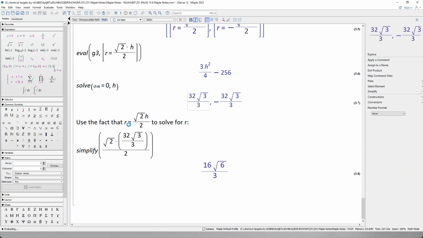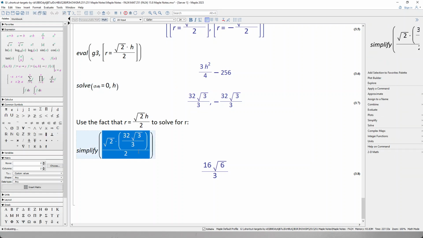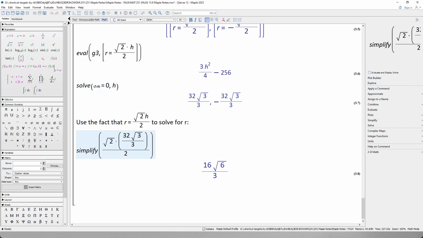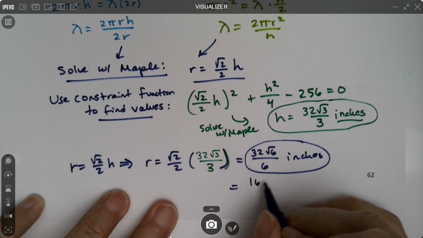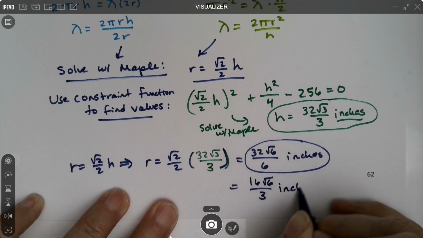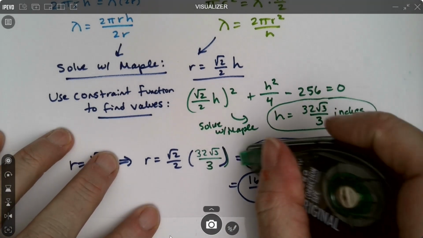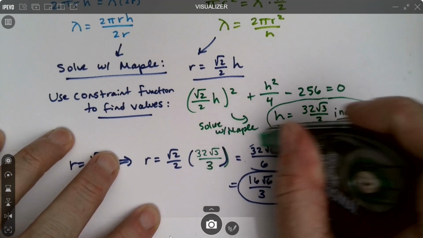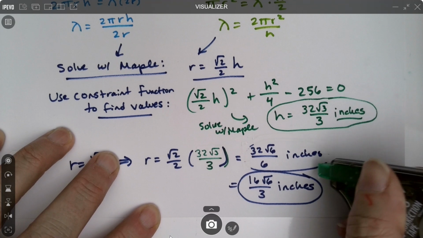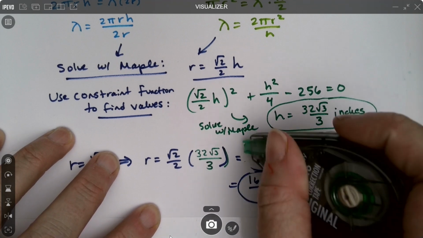Just for fun, I threw that into Maple as well. I had to do a simplify command because it did not like multiplying square root of 2 times square root of 3. Oh, and that is the right answer. I didn't think about it, but of course 32 and 6 are both divisible by 2. So that would be 16 square root of 6 over 3 inches. I'll circle that one and uncircle the other one, even though they're both correct. The one on top is just not fully reduced because 32 and 6 are both even, so they're both divisible by 2.